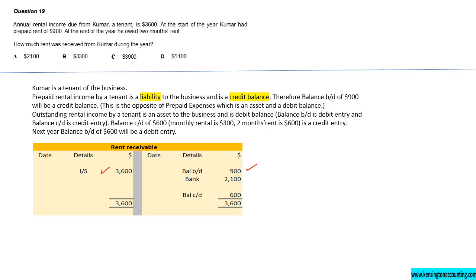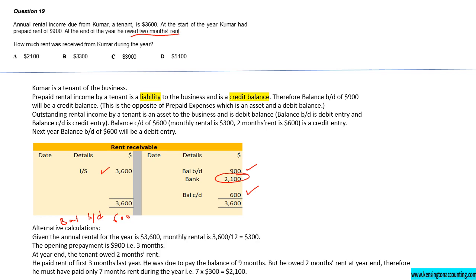The third entry will be about the 2 months rent which is due. Now, if a customer owes money to the business, it's a current asset because it is an amount owed by the customer to the business. A current asset's balance brought down will be debit, but the balance carried down of the previous year will be on the credit side. Therefore, the balance carried down is 600, and the amount received during the year is a balancing figure. It's 2,100.